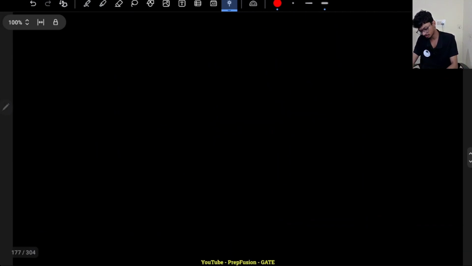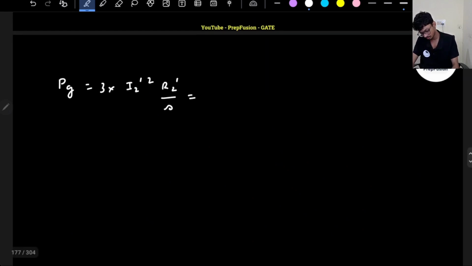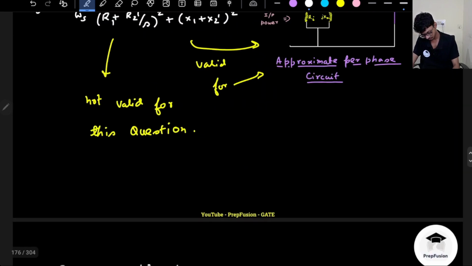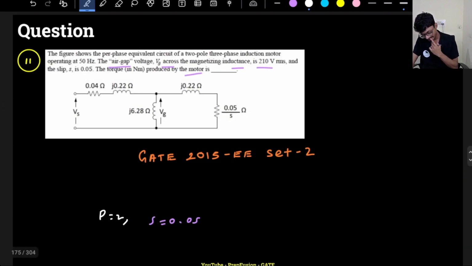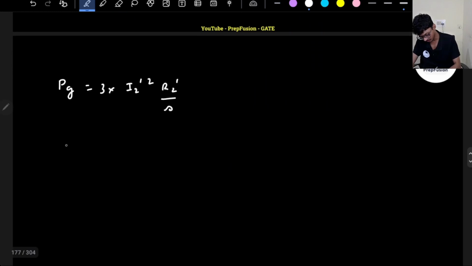To find the torque, first of all I need to find the air gap power. What will be Pg? Pg will be equal to 3, per phase, multiplied by the rotor current I2 dash whole square into R2 dash divided by S. So what is I2 dash whole square? I2 dash whole square equals this, with R2 dash, and the torque developed will basically be 3 by roughly omega s.